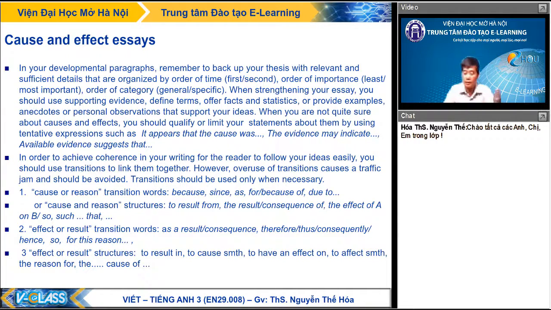For example, I may mention some things that you may take advantage of. For example, now, because, of course, it shows the relationship between causes and effects. Because, since, because of, as a result, consequence, therefore, to result from, to result in, to cause something, to have an effect on, to have an influence on.